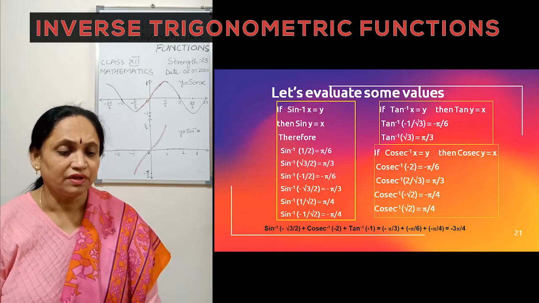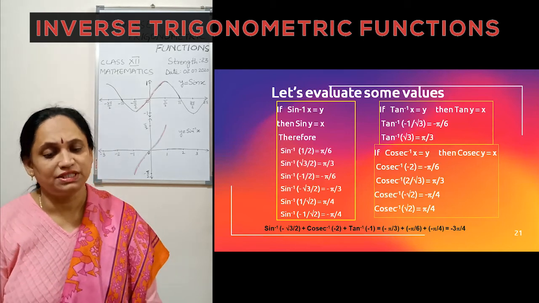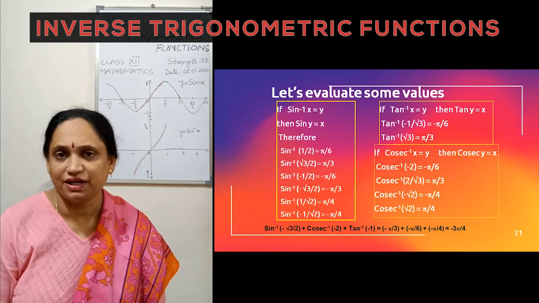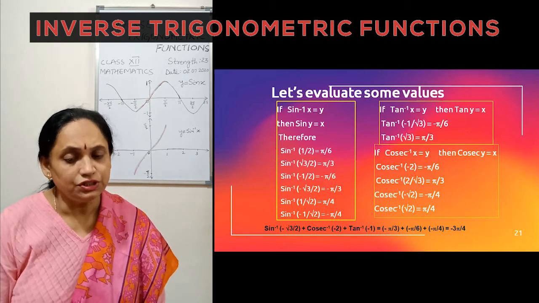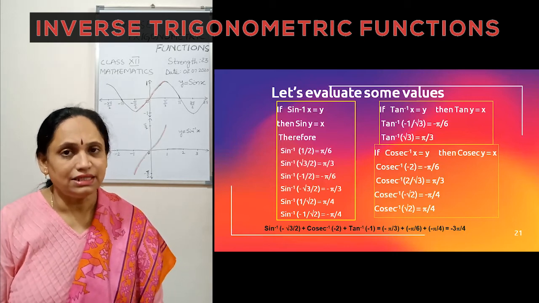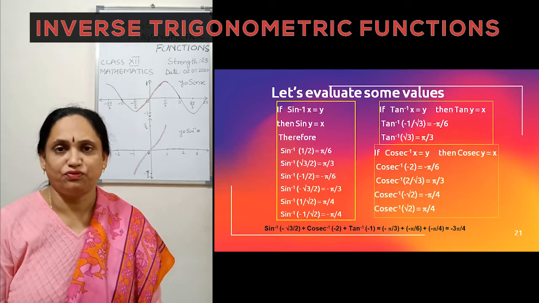One here, sine inverse minus root 3 by 2 plus cosecant inverse minus 2 plus tan inverse minus 1. Just find out, evaluate this. So simply apply your knowledge and put the angles that you know and simplify it to get the answer as minus 3 pi by 4.